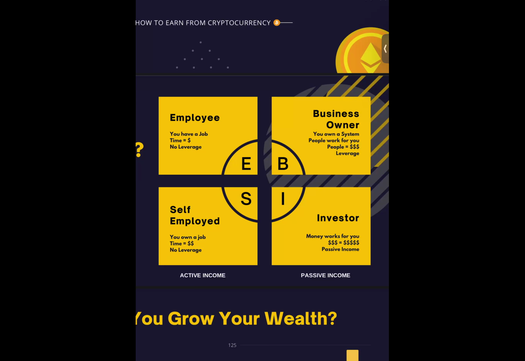All right. Let us move to investor. Who is an investor? An investor is someone who invests their money into something. It means they are not working, but their money is working for them. So under the investor too, there is leverage, right? What's the leverage? Money. So that is why the right side of the quadrant is the passive income, you don't need to show up to earn money.